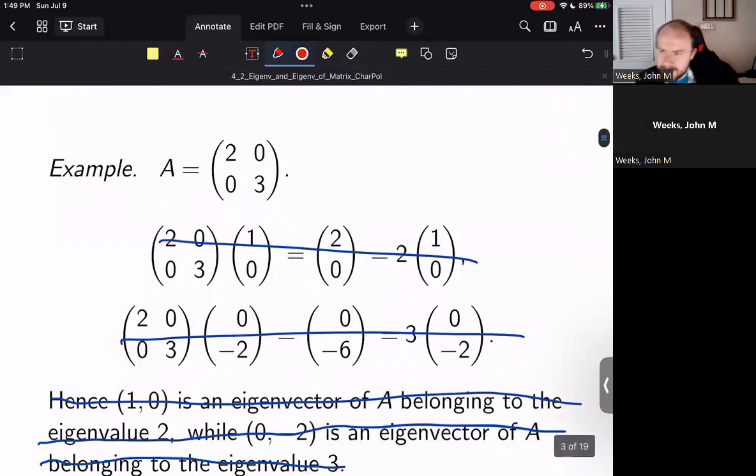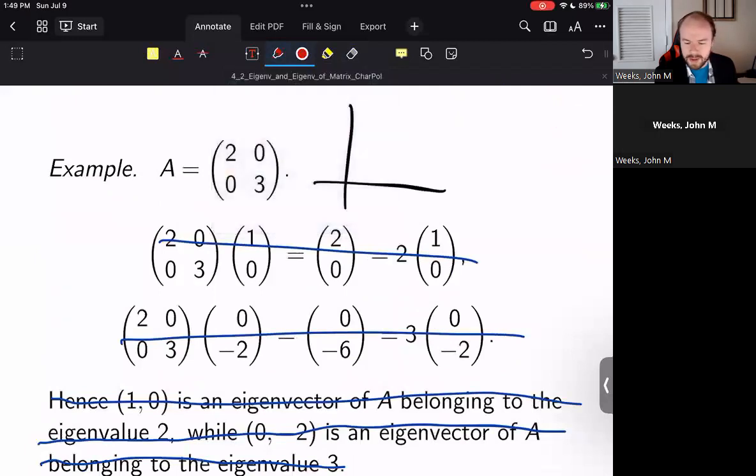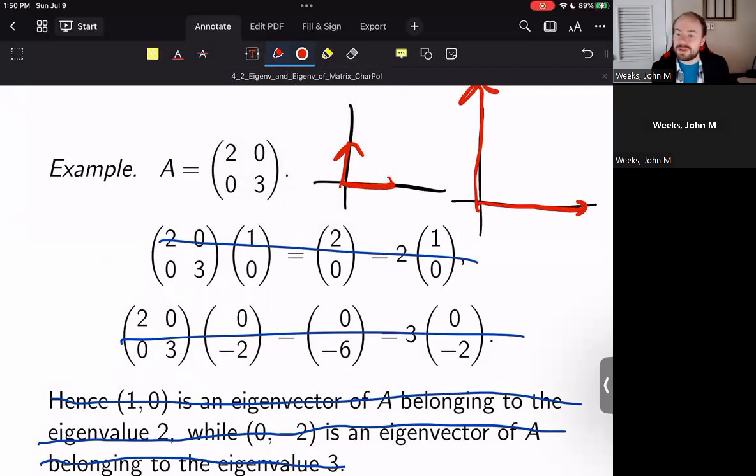Let's go ahead and see some examples here. Let's take the matrix A of 2, 0, 0, 3. First things first, what does this do geometrically? Well, we're taking the standard basis vectors 1, 0 and 0, 1, and we're scaling them in the following ways. In the x direction, we are scaling by a factor of 2 because 1, 0 is going to become 2, 0. And then 0, 1 is going to become 0, 3. We're going to be scaling it by a factor of 3.